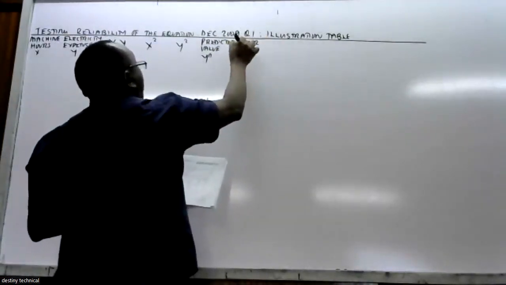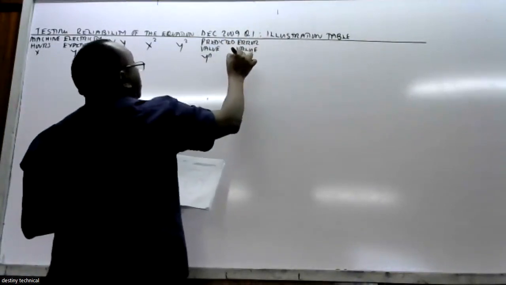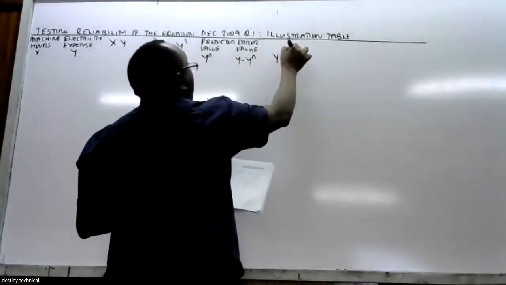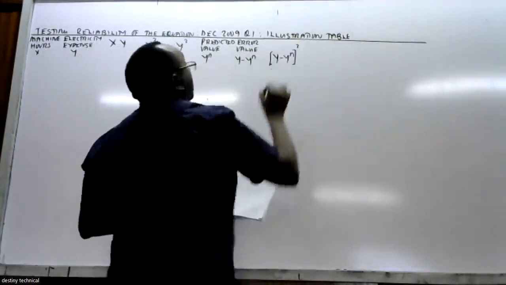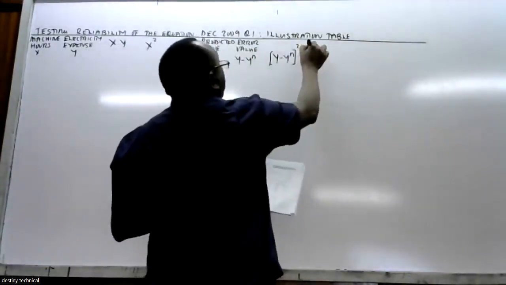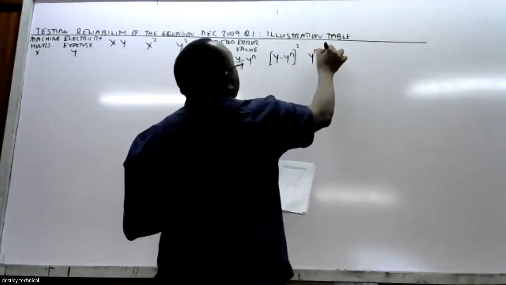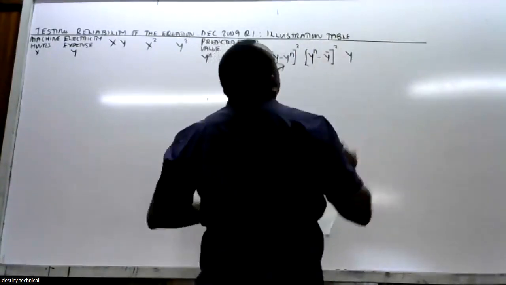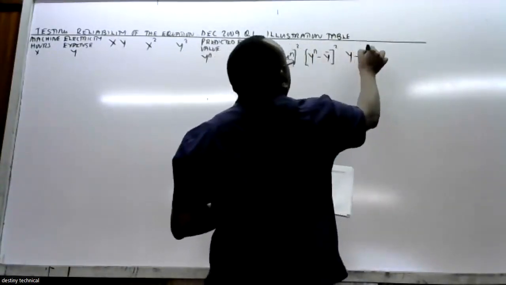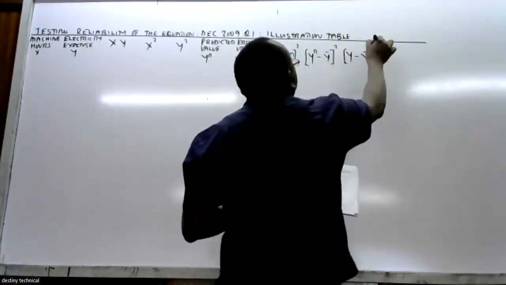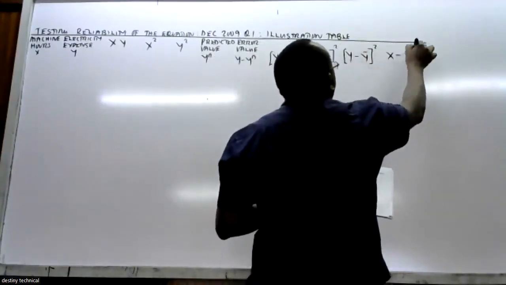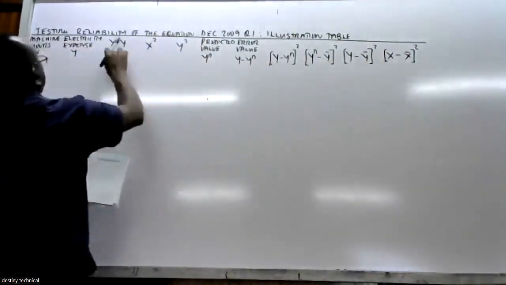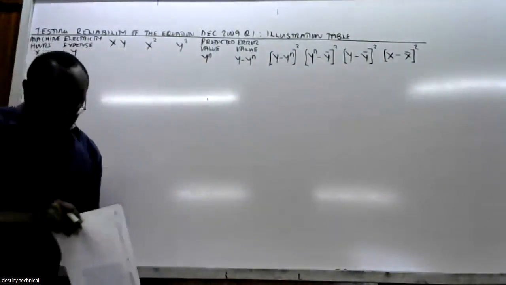We have the error value, which is given as Y minus Y predicted. Then we have Y. Then we have Y predicted minus Y bar. Then we have Y minus Y bar squared. X minus X bar squared. 1, 2, 3, 4, 5, 6, 8, 9, 10, 11. Those are the 11 columns.